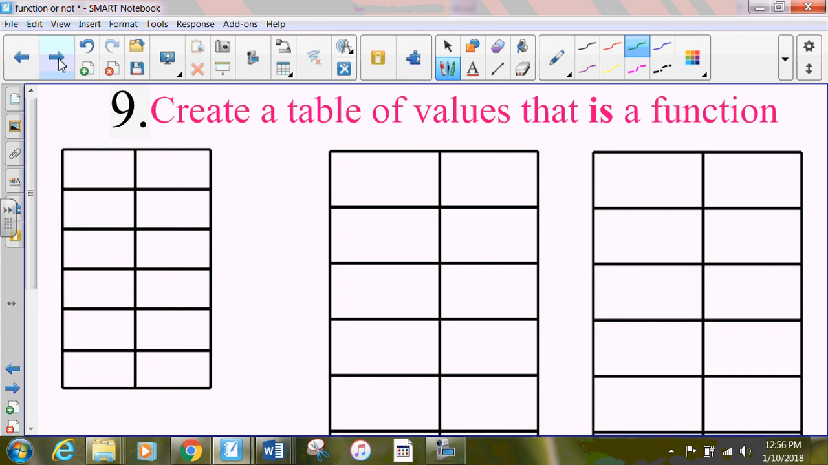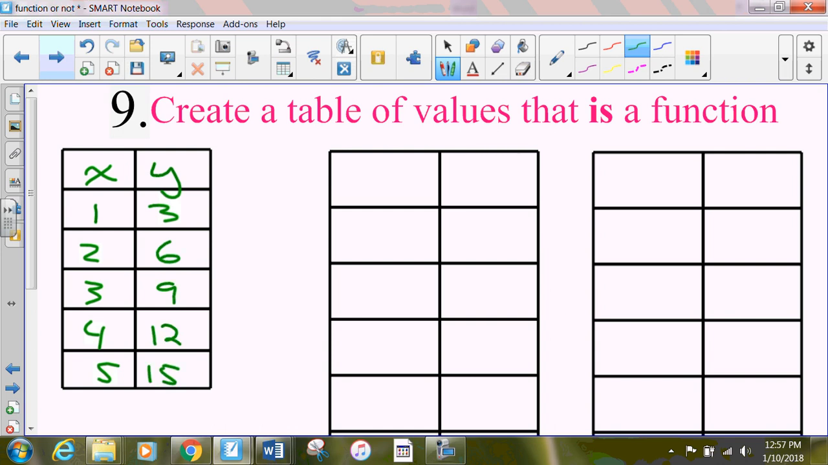All right, create a table of values that is a function. So I don't know why we have 3 tables here. You can have fun. I'm going to create one table, and you guys can create however many you want. I could put 1, 2, 3, 4, 5. I could have fun saying, I'm going to make my table represent a pattern where every number is tripled. So 1 times 3 is 3, 2 times 3 is 6, 3 times 3 is 9. This is going to represent a table that is a function.